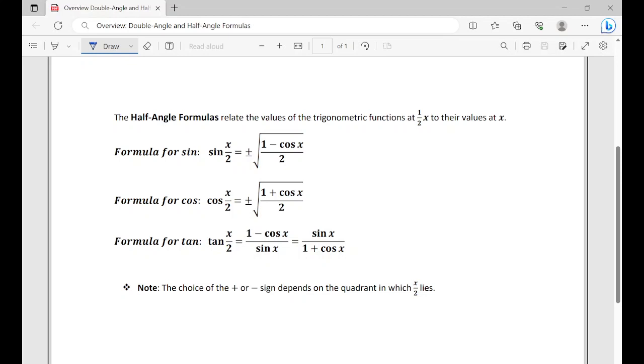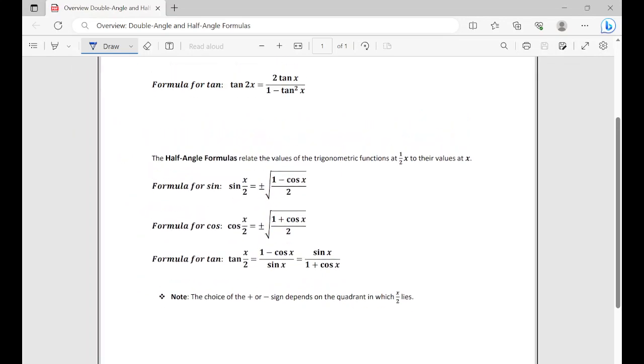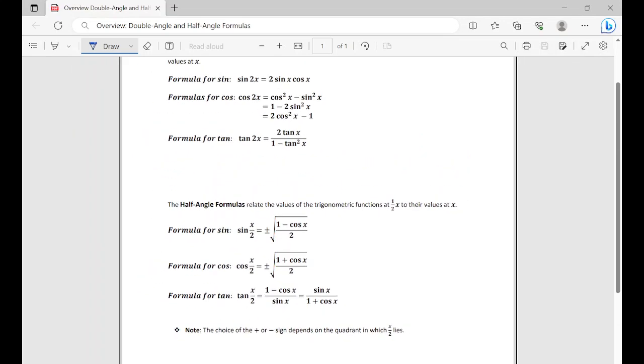So you need to figure out which quadrant you lie in so you know whether you should use the positive or the negative in front of sine and cosine, and only for sine and cosine for the half angle formulas. So here are your half angle and double angle formulas.